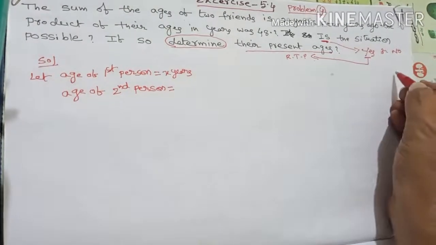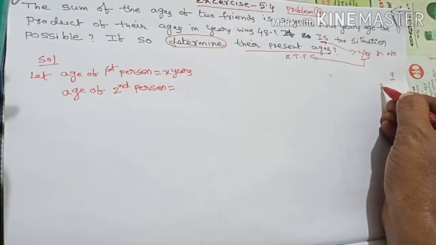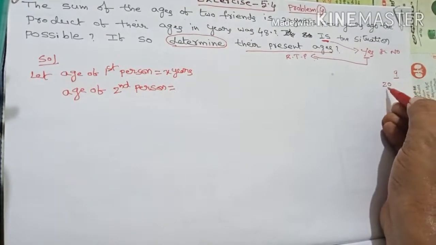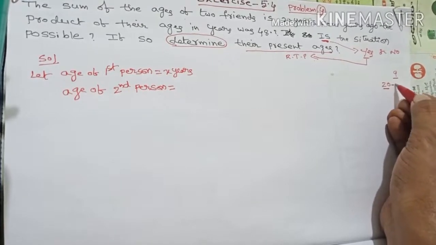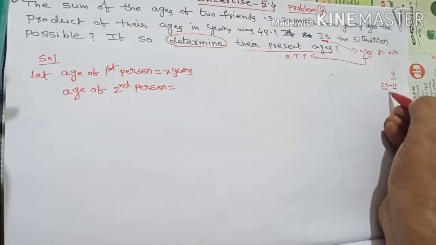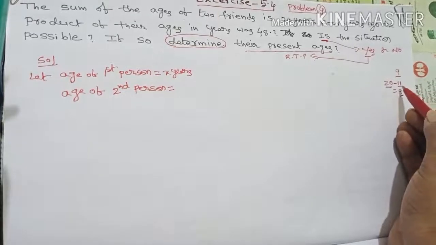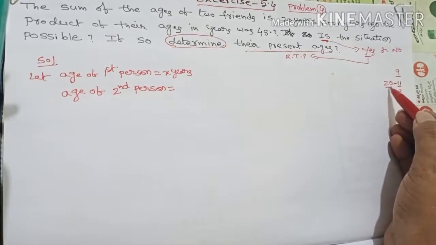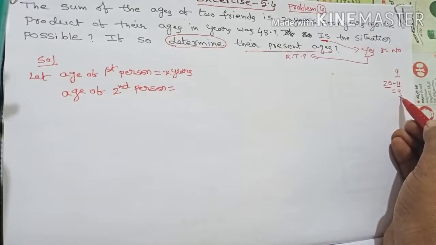How can you get the 9? You simply subtract from 20, the sum of money. You have to subtract your share, that is 20 minus 11 is equal to 9. So whenever you subtract your share from the total amount, you will get the second person's share, isn't it?